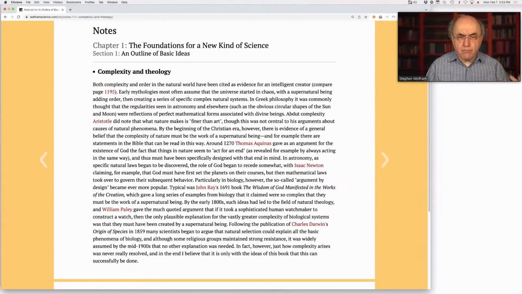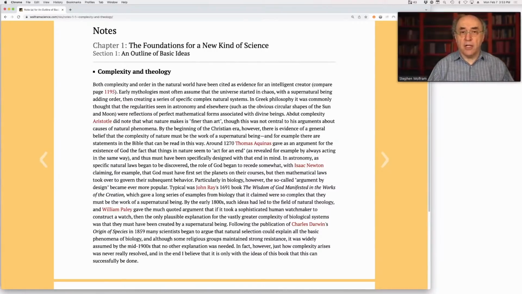So again, by the time there was mathematical science, these kinds of theological arguments for the way things were began to recede. Newton, for example, famously said that first God set the planets on their courses, but their mathematical laws took over to govern all of their subsequent behavior.